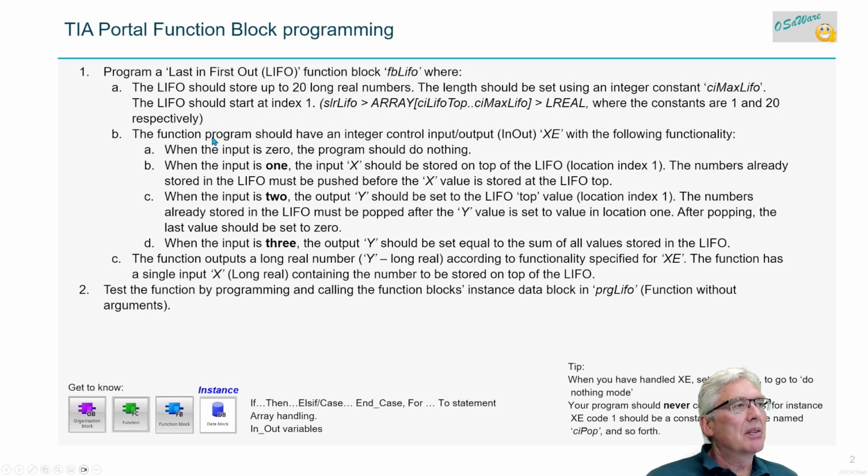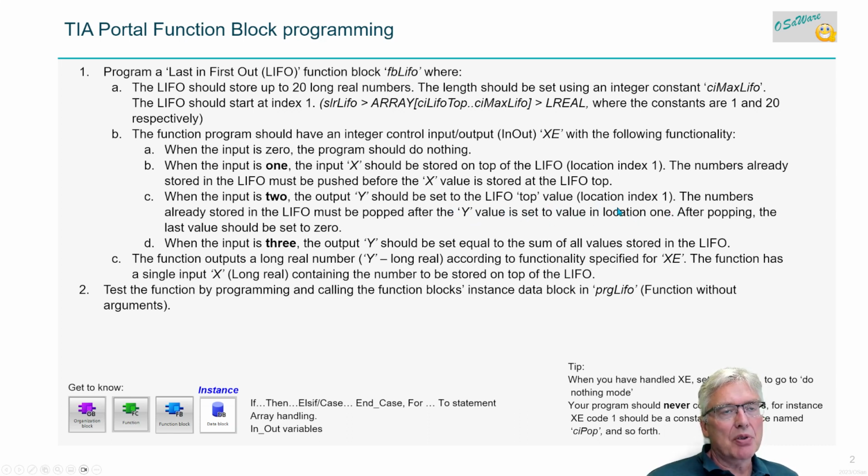The function block should have an integer control input and an in-out x with the following functionality. When it's 0, the program should do nothing. When it's 1, the input x should be stored on top of the LIFO, location index 1. The numbers already stored in the LIFO must be pushed down, rolled down, before the x value is stored at the LIFO top. When the input is 2, the output y should be set to the LIFO top value. The numbers already stored in the LIFO must be popped after the y value is set to the value in location 1.